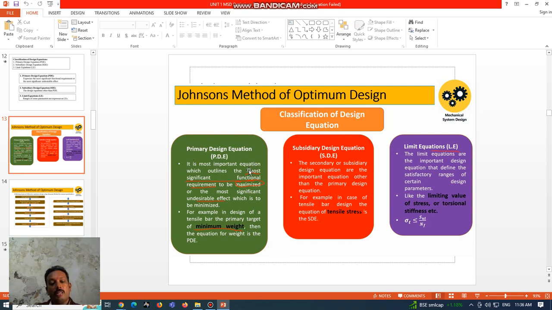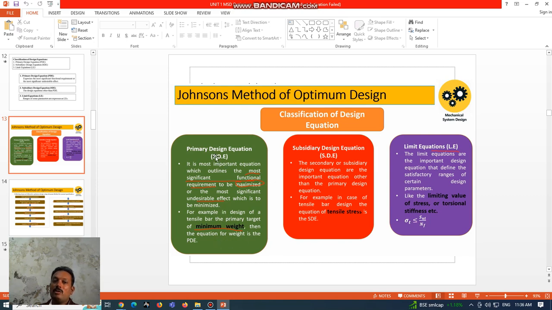So what is this primary design equation? It is the most important equation which outlines the most significant functional requirement to be maximized, or the most significant undesirable effect which is to be minimized. So what is the maximum functional requirement, and what is the undesirable effect that we want to minimize? That will be in the P.D.E. For example, in the design of a tensile bar, the primary design objective is minimum weight, and the equation for the weight is the P.D.E.